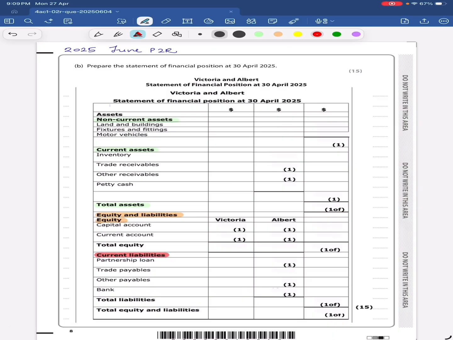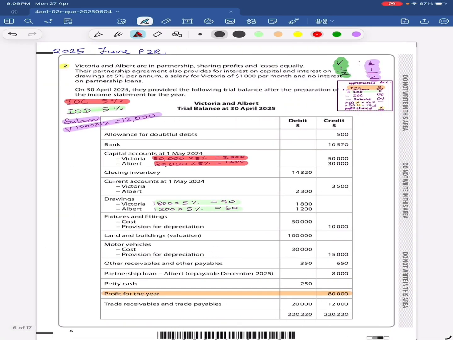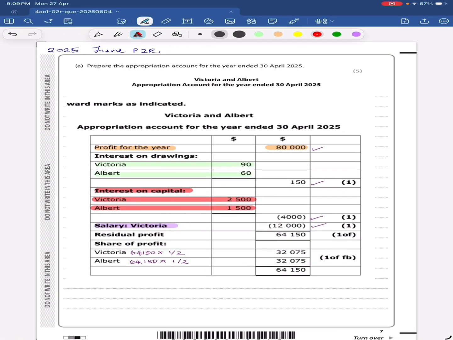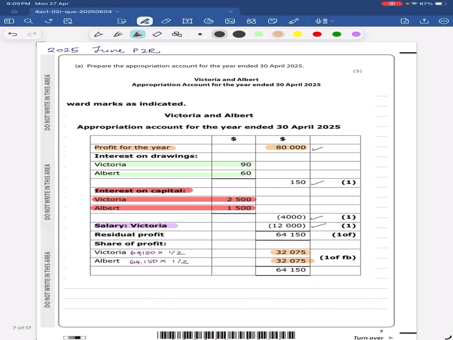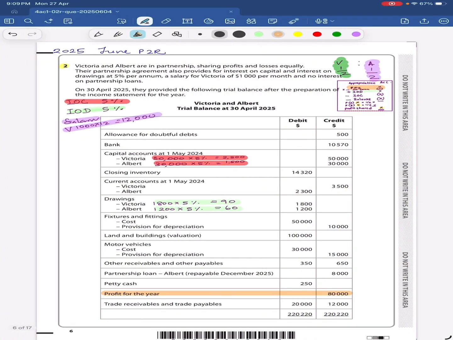Now let's plug in the details from the question. We already had found the profit for the year figures. As you can see here, it comes under the section of equity. So I'm going to take 32,075 over here to the format. Apologies, you have to prepare the current account in order to insert the figures to the statement of financial position. Let's enter the rest of the figures first.